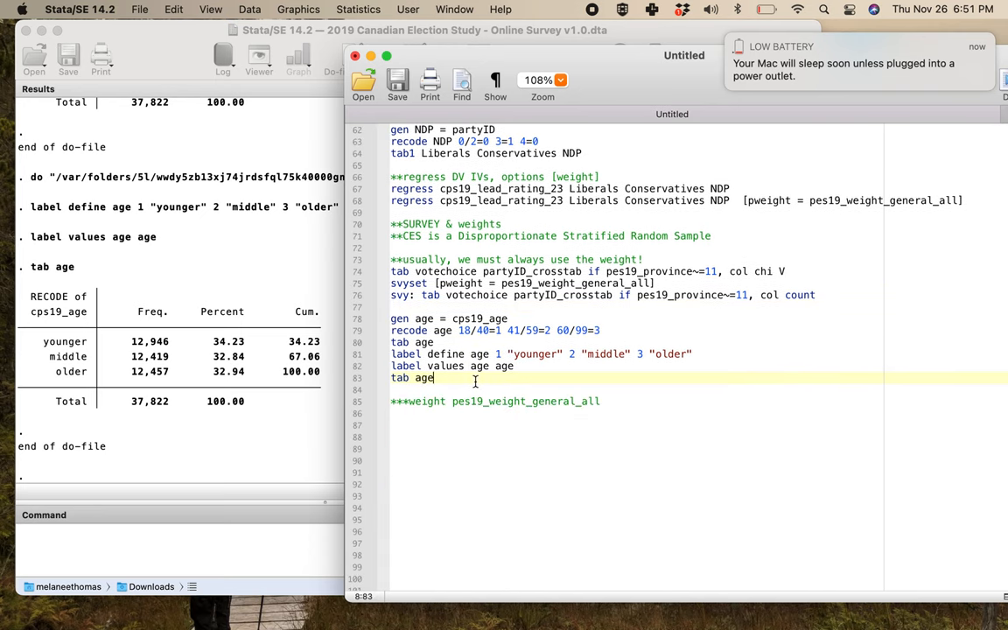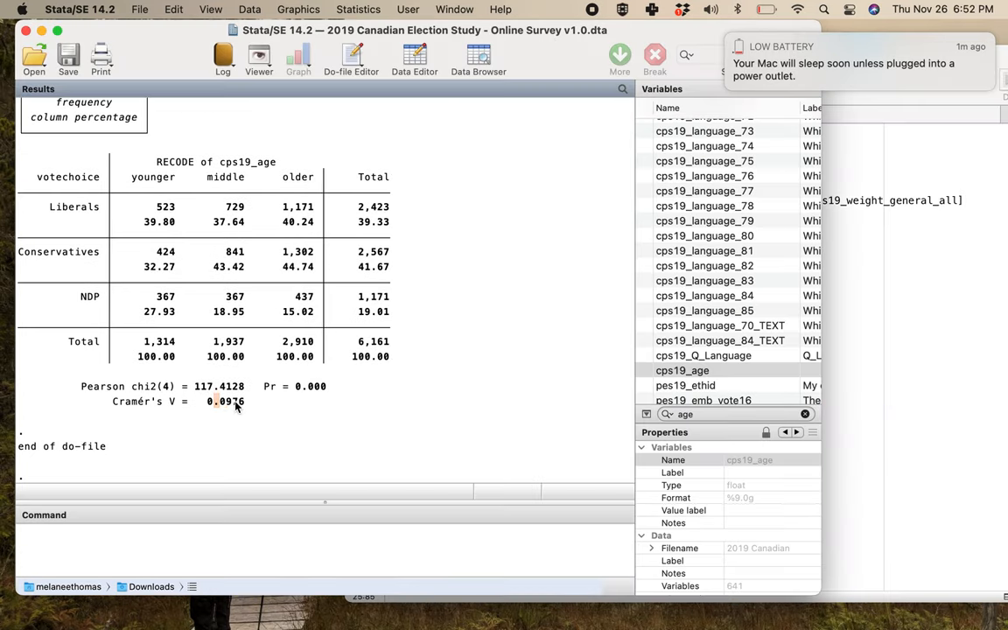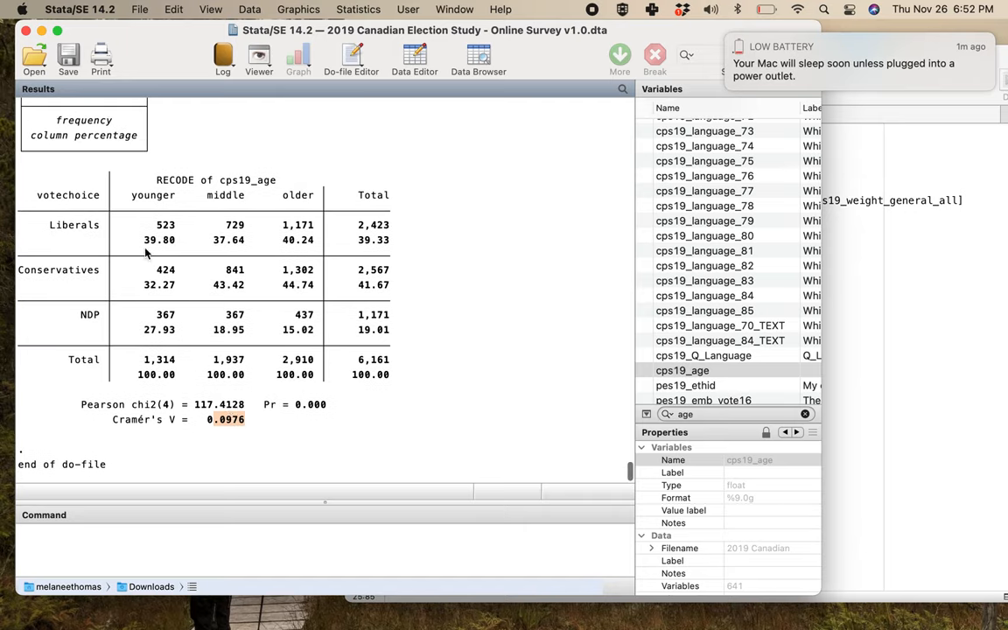Let me do this: tab vote choice, age, call chi V. Tells me the relationship's pretty weak. Oh, hold on. If province equals not Quebec. Yeah, look at that. I'm below, I can squeak through the threshold there. But if I'm looking at this, it's a curvilinear relationship, for the Liberals for sure, right?